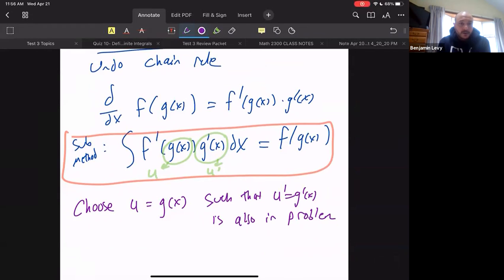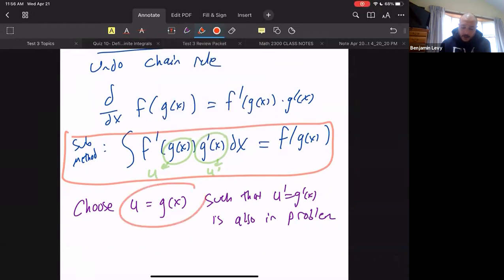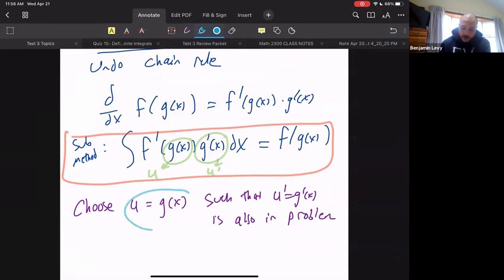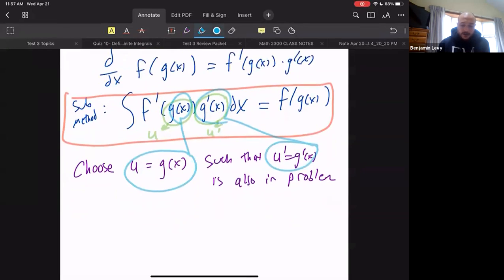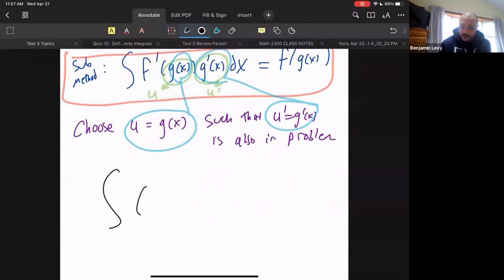Right, so the thing that you're looking for in a problem is something in there that when you take the derivative is also in there, right? If I look at u, let me do another color. Oh, well, look, u is g, g is in the problem. And when I take the derivative, g prime is also in there. That makes me feel good that that should be u. So as an example, the first example we looked at was something like this.